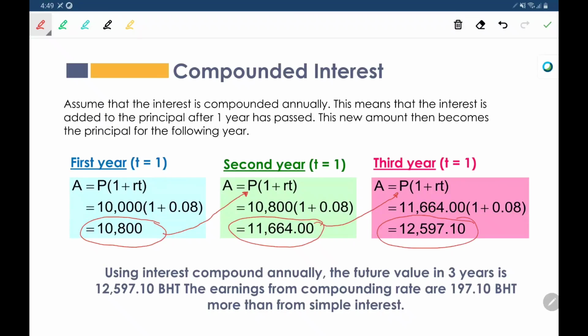From the previous slide, the money that you get from the simple interest is around 12,400 baht, I think. So you're going to see that if we use compounded interest, you will get more money than the simple interest.